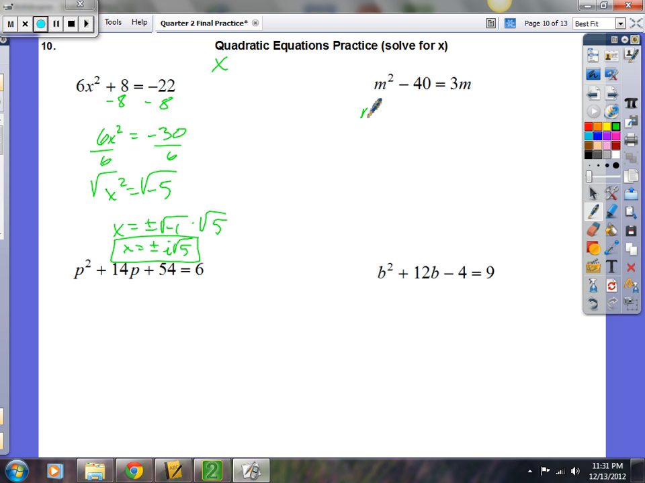Let's get everything on the same side. So let's go m squared minus 3m minus 40 equals 0.